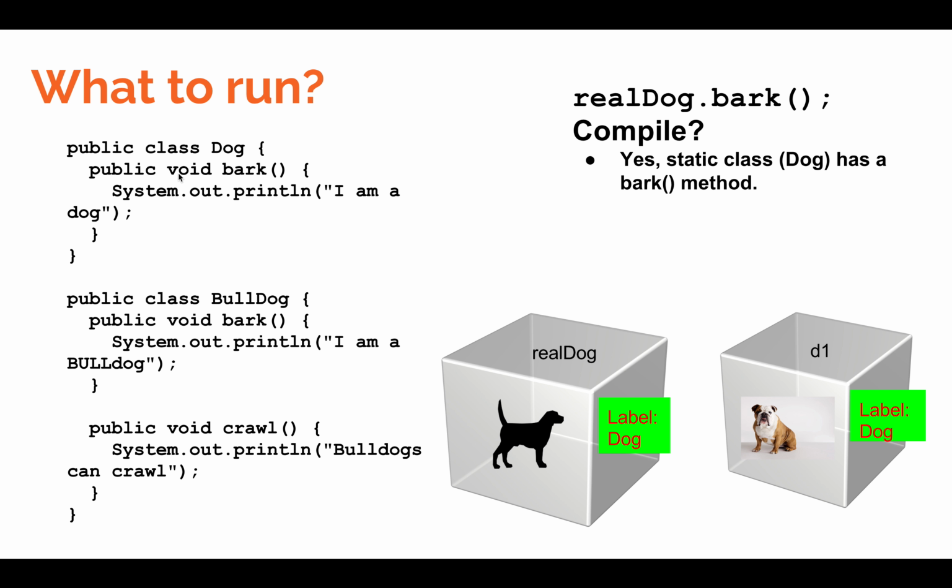The dog one. And this is a pretty simple case. The static type is dog. The dynamic type is dog. So why the heck is it going to run the bulldog's method? It makes no sense, right? So it runs the dog's method and prints out I'm a dog. Okay?